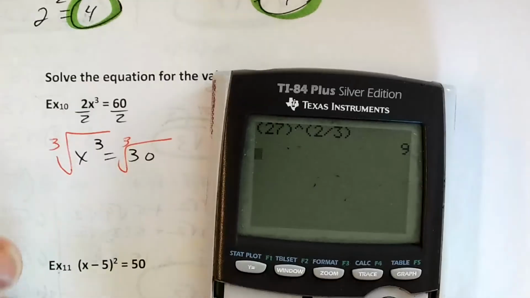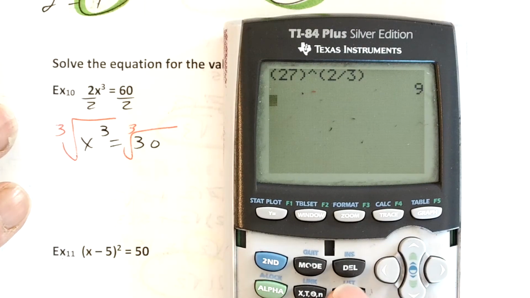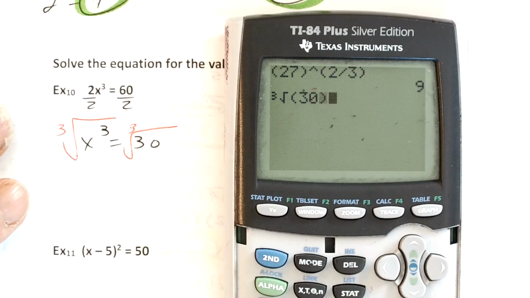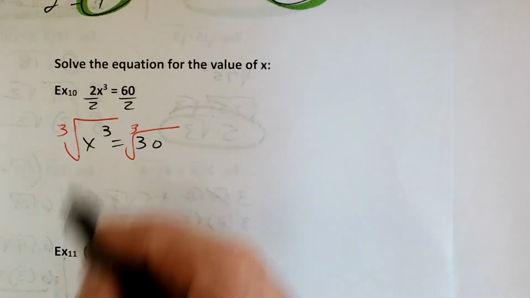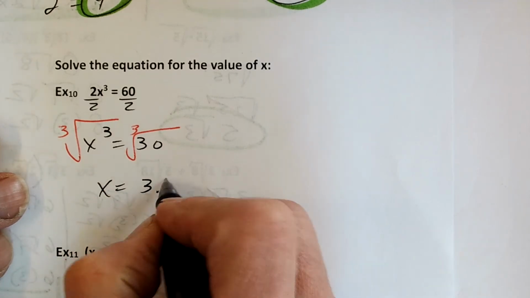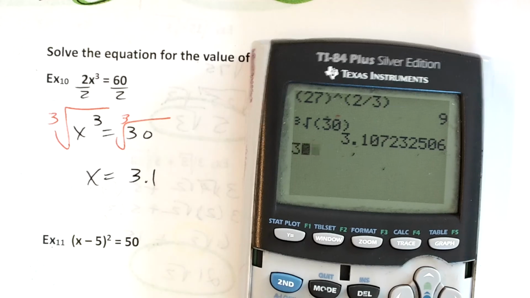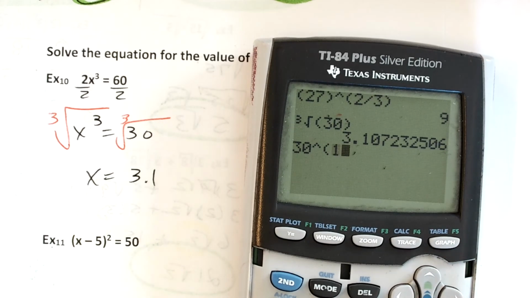Well, my fancy calculator will actually do this. I have a little math button in here that has a cube root of 30. I get about 3.1. Or you can do 30 to the 1/3 power. That was the same thing, right? 30 to the 1/3 power, because we learned about that.